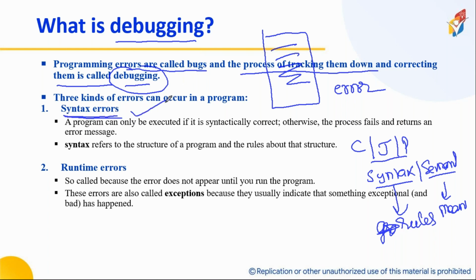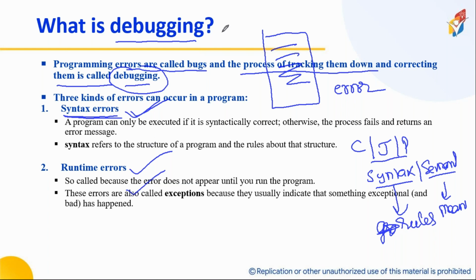First one is syntax errors. If I'm not following the proper syntax of C language or Python, I will get syntax errors. What are runtime errors? If I'm not writing the program with proper logic, I will get runtime errors. I will discuss both syntax errors and runtime errors in the coming sessions.